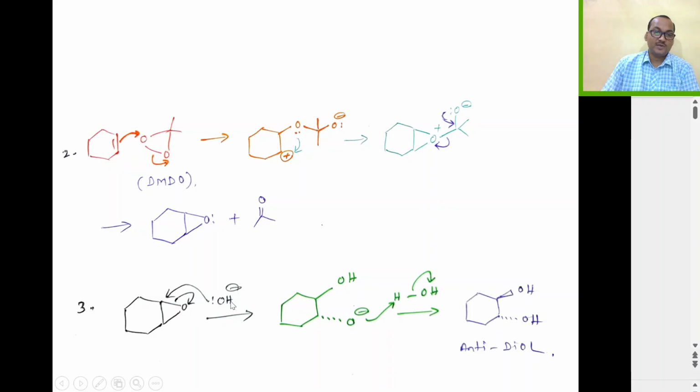Again in the reaction medium we have OH minus ion. So the OH minus ion will attack this carbon center here, and this CO bond will break on this oxygen. So as a result, you end up with this oxyanion, and this oxyanion will take the proton from water, and it will regenerate OH minus ion. So this HOH bond will break. So you will get this OH minus ion, and you generate the anti-diol.